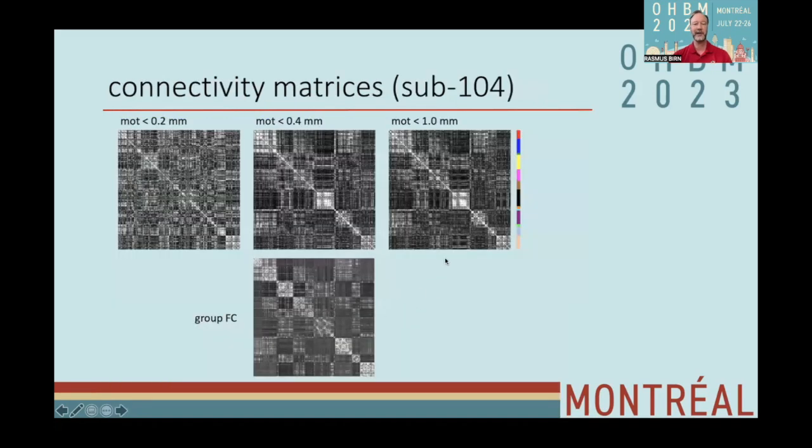Here's an example of a connectivity matrix for one subject, subject 104, that had a considerable amount of motion. And what you can see here is the connectivity matrix from a motion censoring threshold of 0.2 millimeters compared to 0.4 and 1.0 millimeters. And at the bottom, I'm showing the group functional connectivity matrix. And you can really appreciate how noisy the functional connectivity matrix is at this very stringent motion censoring threshold of 0.2 millimeters. So what's going on?